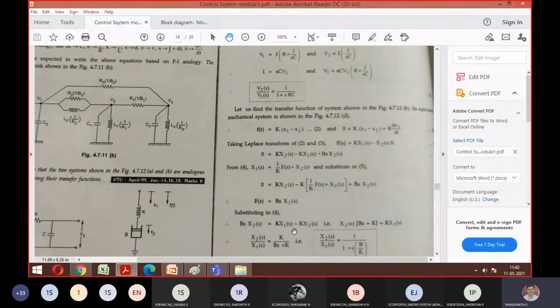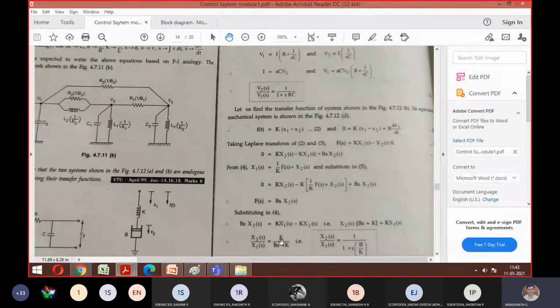From here, what is the ratio I want, guys? I want the ratio for x2 and x1. So this x2, you can take common, right? You can push this towards LHS so you can make it positive. Your x2 has been taken common here. So what is left out? Bs plus k is equal to k into x1. What is the ratio we want? Output by input. Therefore, x2 by x1 is equal to k divided by bs plus k.